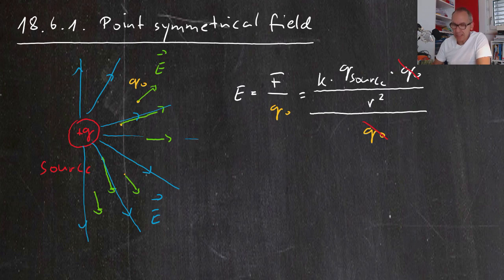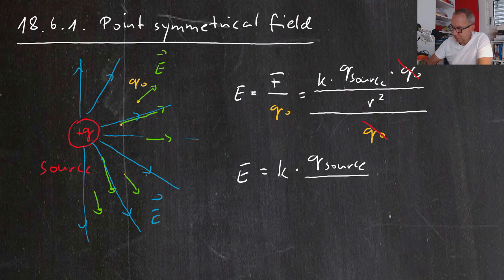That makes sense, since the larger the Q0 is that I put here, the larger the force. So if I have double Q0, I have double the force. So I divide it, I get rid of it, and I just see the effect of this source charge. And therefore, the electric field for this point charge reads K times Q of the source divided by R squared.